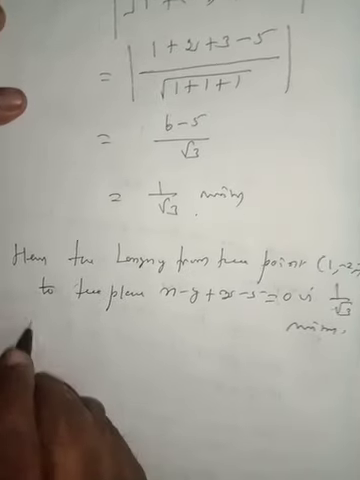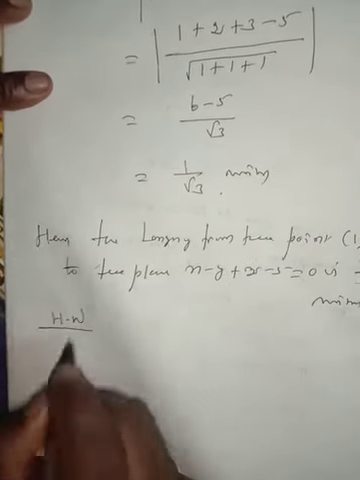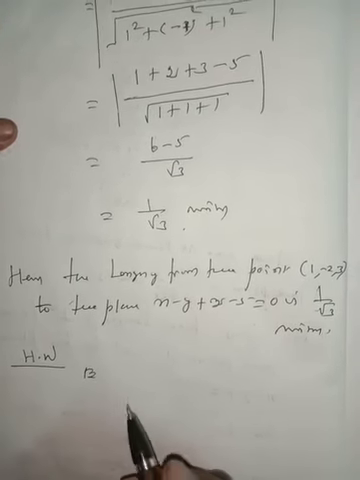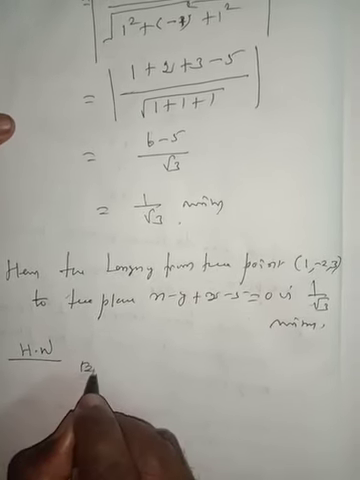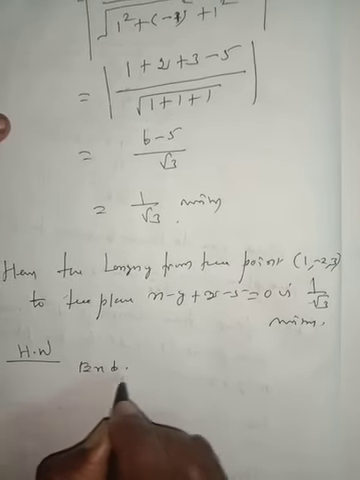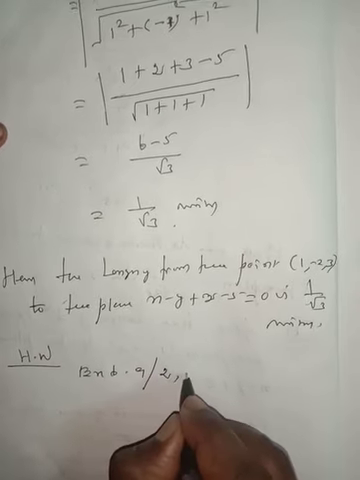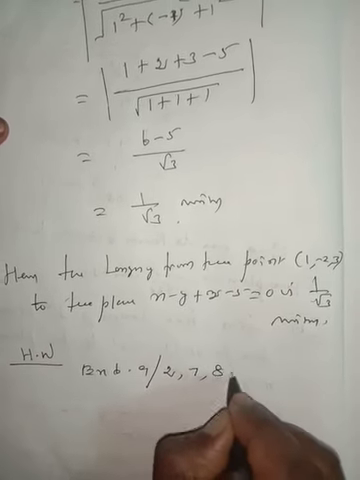Today's homework: exercise 6.8 all are worked. Therefore, exercise 6.9, sum number 2, sum number 7 and 8.